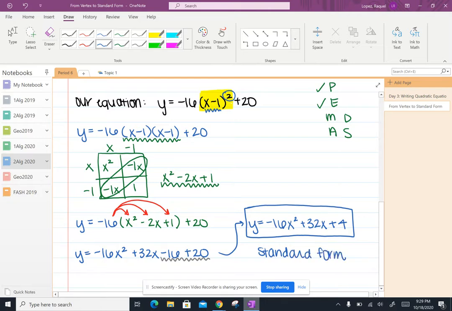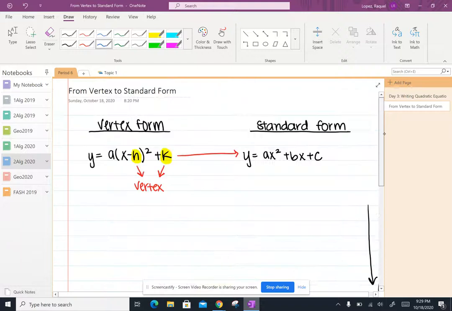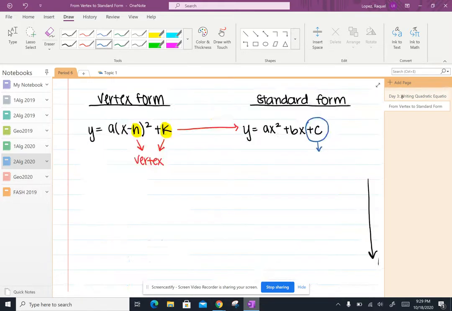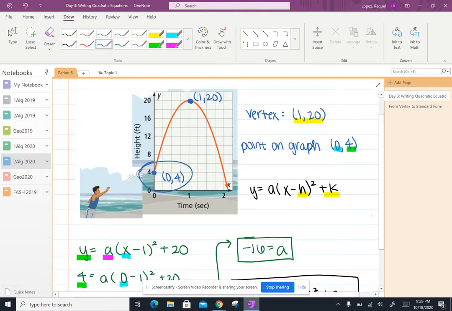Now, the thing that we get from vertex form that we learned above is the vertex. The thing that we get from standard form, or the gift that it gives us, is this last number here. That's c. So if we come down here, this positive 4, that's actually going to be your y-intercept, if you guys remember. Okay, so if we know that this 4 is our y-intercept, and if we look at the graph that we were originally given, it matches the y-intercept on the graph.